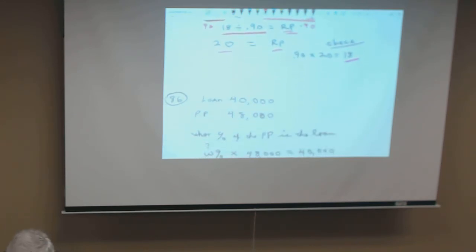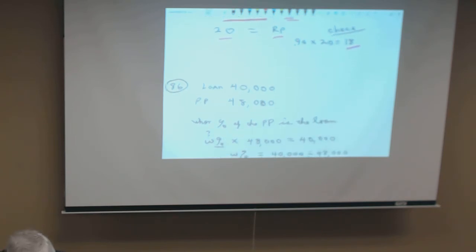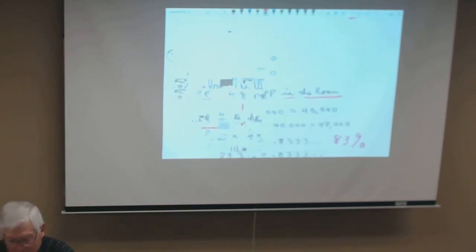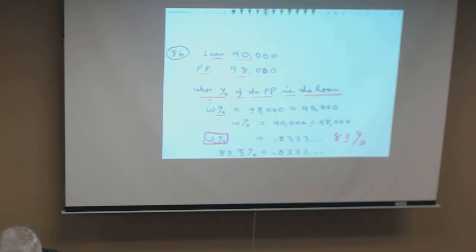Number 86. The loan company loans the Adams family $40,000. So the loan was $40,000. The purchase price of the house was $48,000. What percent of the purchase price is the loan? Now watch this. What percent becomes my box? Of means times the purchase price, that's $48,000, equals the loan, $40,000.